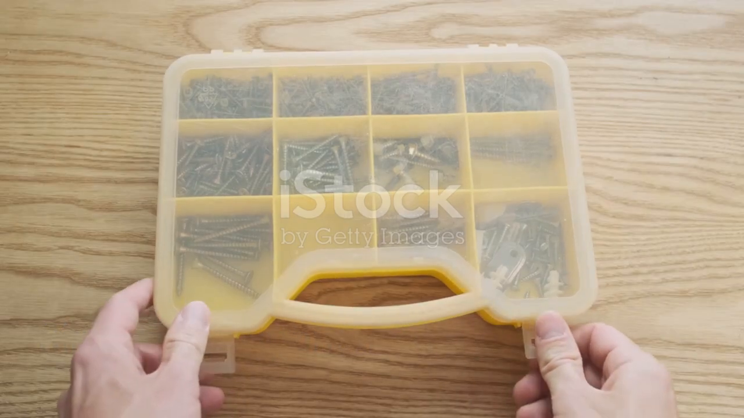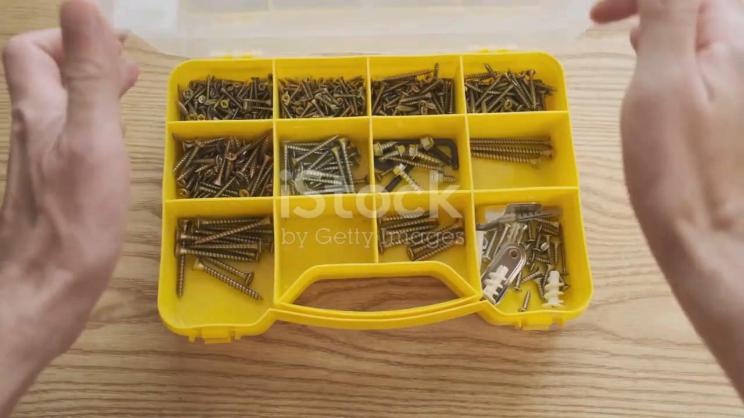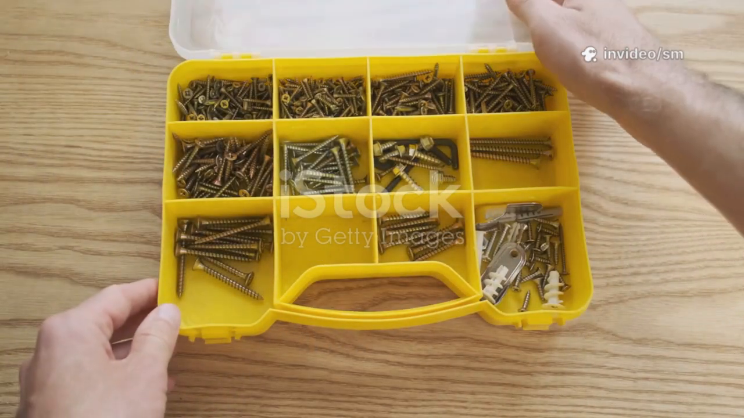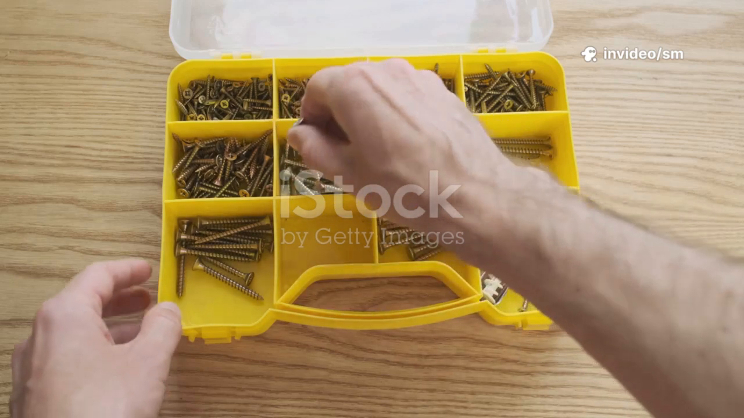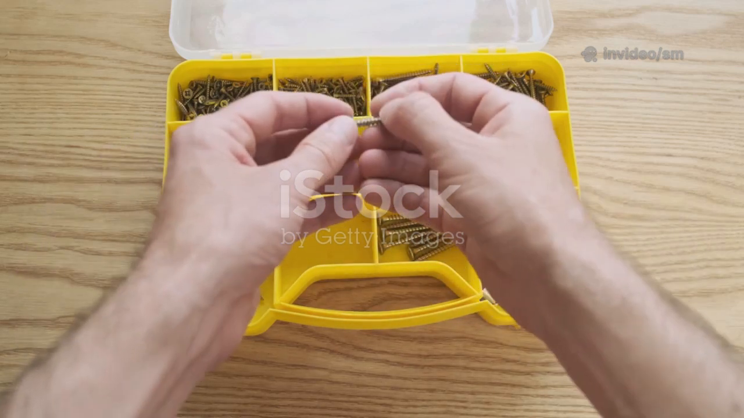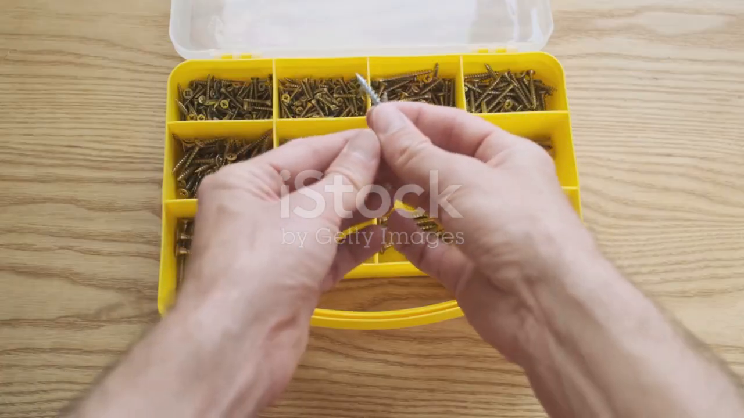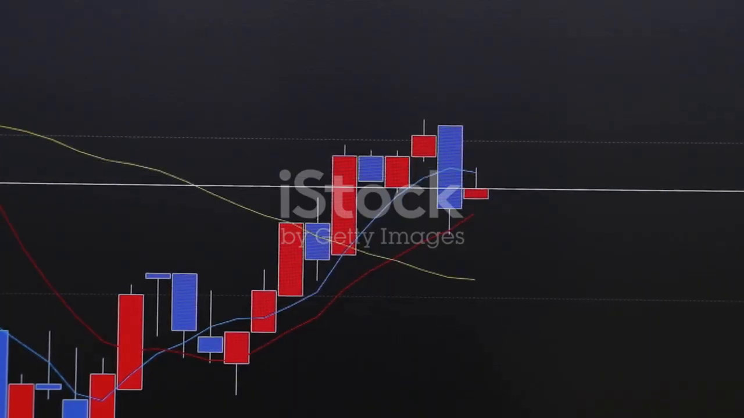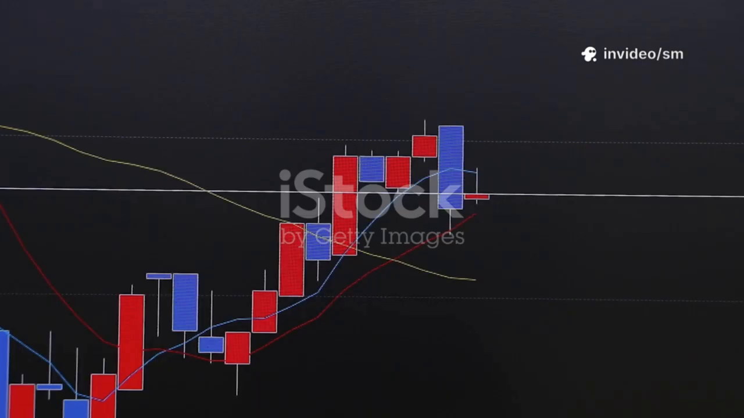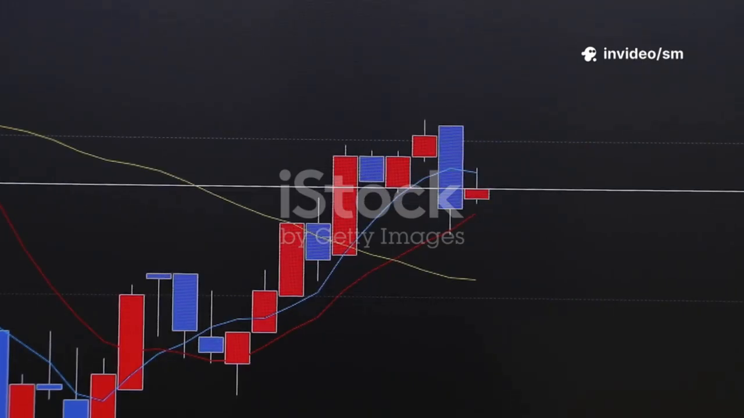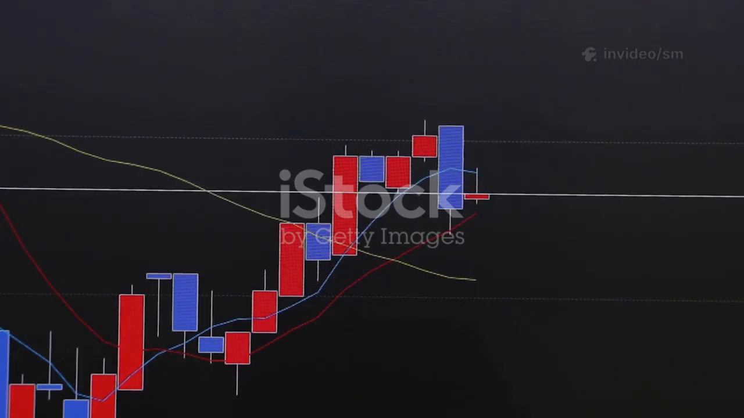Now let's peek inside the toolbox and see what kinds of moving averages traders use to make sense of the market's ups and downs. Imagine you're about to build something important. Choosing the right tool can make all the difference. Inside, you'll find two main types of moving averages: the simple moving average, or SMA, and the exponential moving average, or EMA. These are the most popular tools for smoothing out price data and spotting trends.